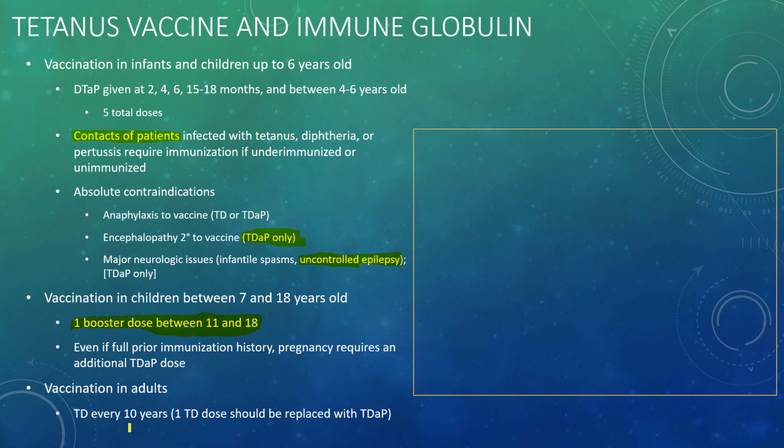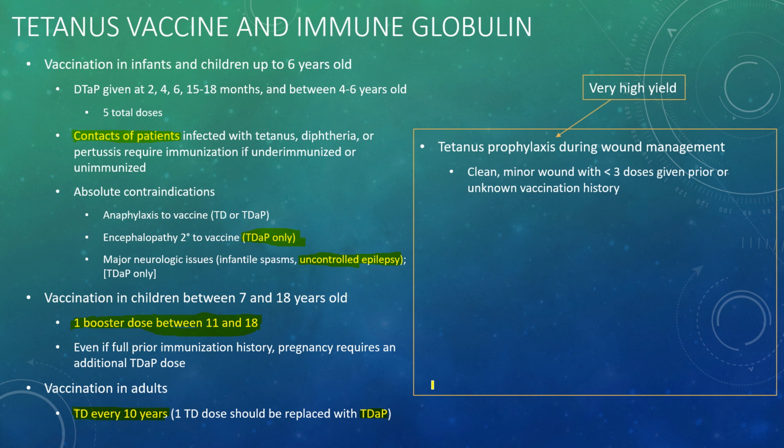Vaccination in adults, a TD should be given every 10 years, and 1 of those should be a Tdap. Very, very high yield to know is this topic over here. 1 dose being Tdap. So now let's talk about what happens during wound management for tetanus prophylaxis. This is a very, very important topic that you have to know, and it's very commonly tested. This was on multiple tests of mine.